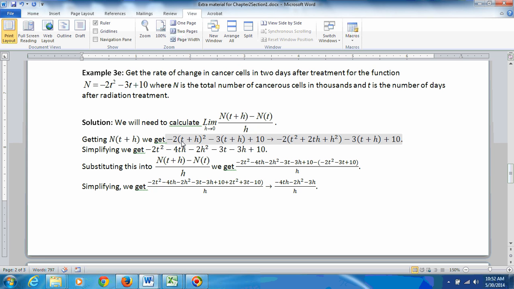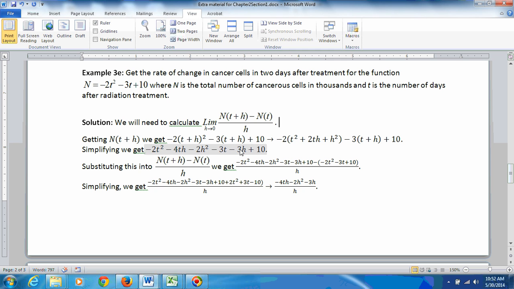Write t plus h and then put parentheses another t plus h, and you FOIL that together, you will get this. Now distribute the negative 2 through, and if you take the negative 2 through right here, you get negative 2t squared minus 4th minus 2h squared. And the rest of this right here was a minus 3t minus 3h, and then your plus 10. So that's what n of t plus h is. That's this bit right here.